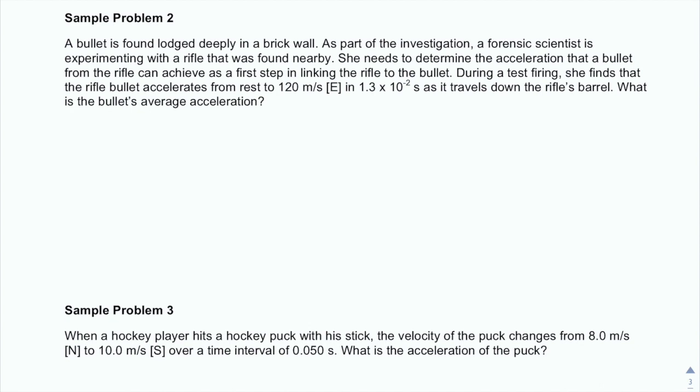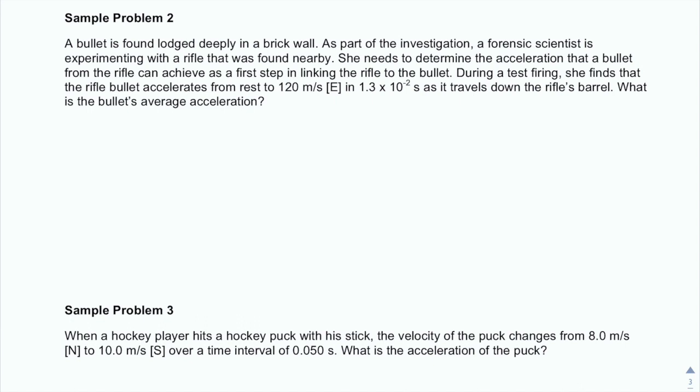During a test firing, she finds that the rifle bullet accelerates from rest to 120 meters per second east in 1.3 times 10 to the power of negative 2 seconds as it travels down the rifle's barrel. What is the bullet's average acceleration?